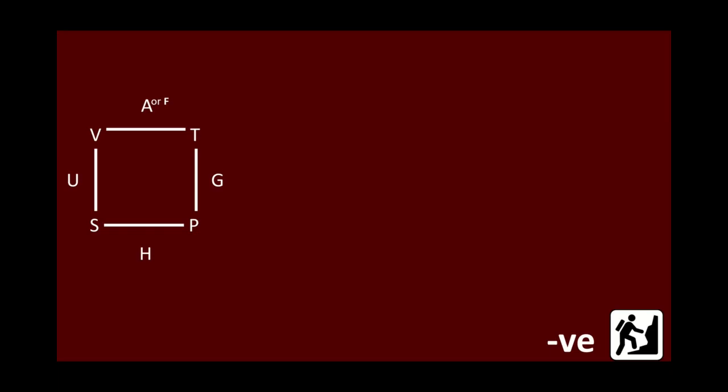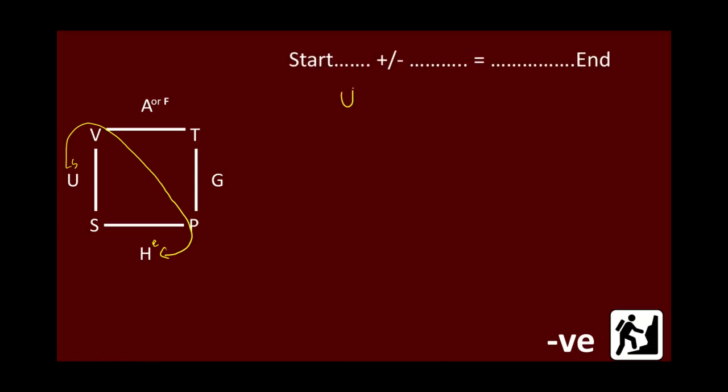Going to the second equation, similarly we can go like this also. Just for understanding, start from U and end here. So the start is U plus or minus. Since we are going down, it is positive, so VP, equals the ending, which is H. I hope you understood.